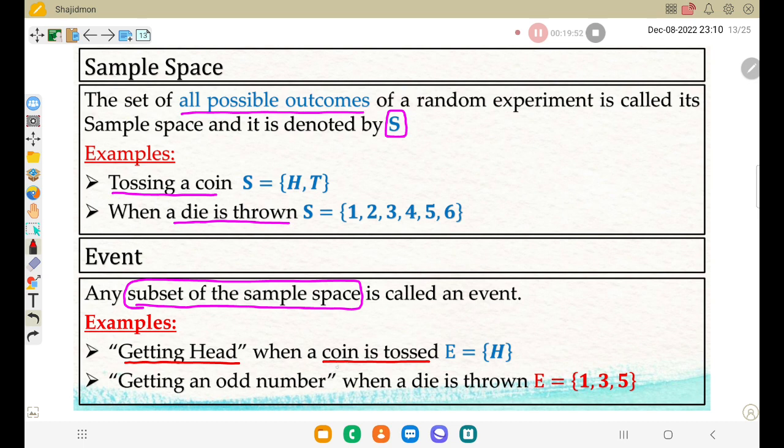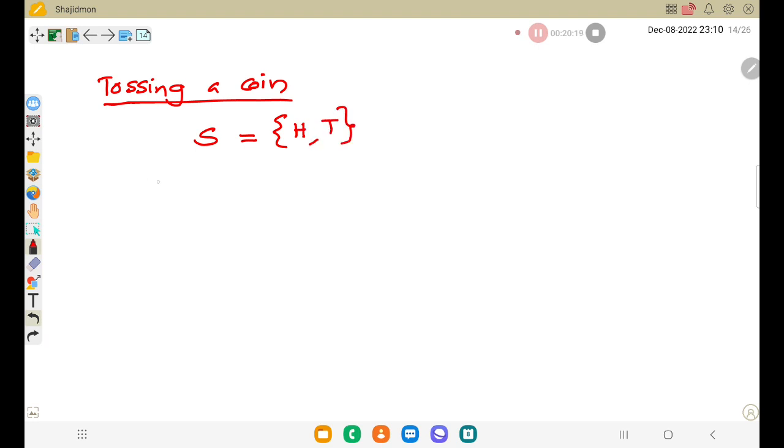For example, when you are tossing a coin, getting a head, what is the event here? E equals {H}. See, one event is there, correct? I can show that one. For example, tossing a coin, what is the sample space? The sample space equals either head will come or tail will come, {H, T}, correct? Now, when we are writing the subsets, what subsets are we writing?